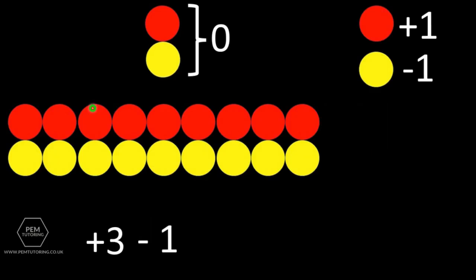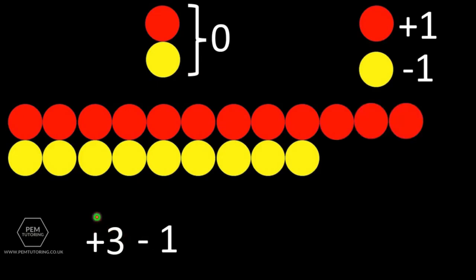So now we're going to work out +3 minus 1. What this means is we're going to add 3 red counters because it's positive, and then we're going to take 1 away. So if we add 3, we get 3 here. So these counters here represent 3, and then we're going to take 1 away, and we get 2. Okay, so whenever we have a positive number taking away another positive number, we get 2. So +3 take away 1 would give 2.